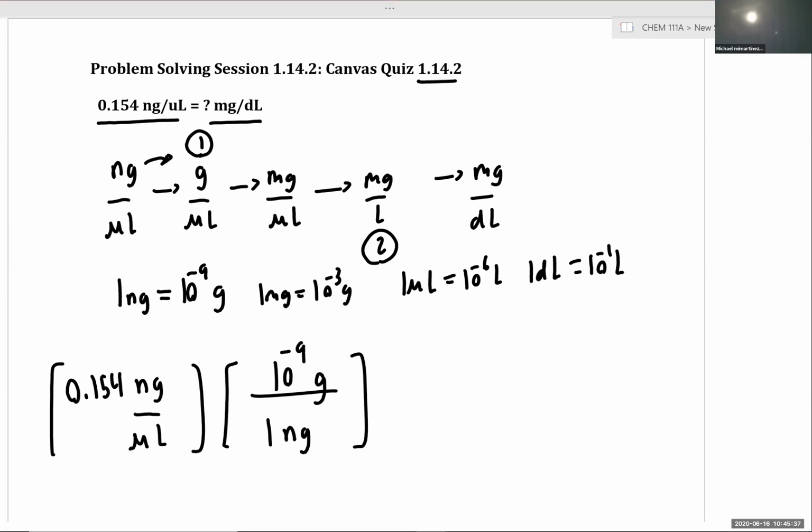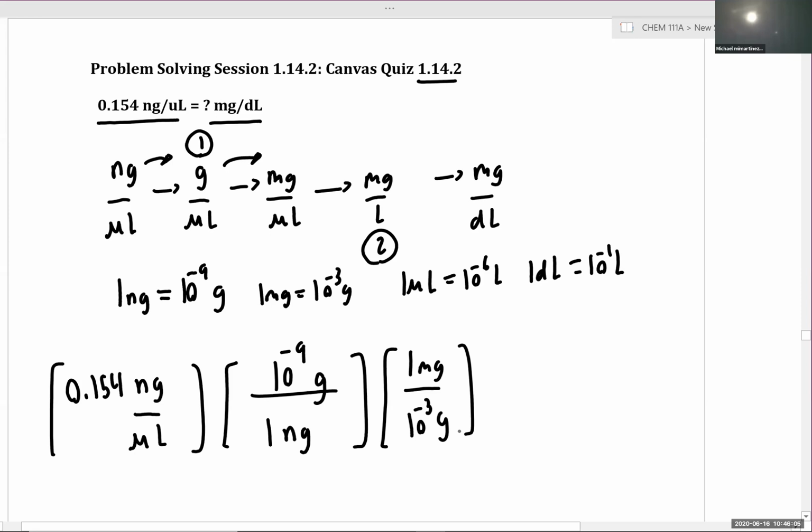Now, when we're next going from grams to milligrams, what units will we want on top? Milligrams, exactly. And then we know that in 1 milligram, we have 10 to the negative third grams. Okay, so far, so good.